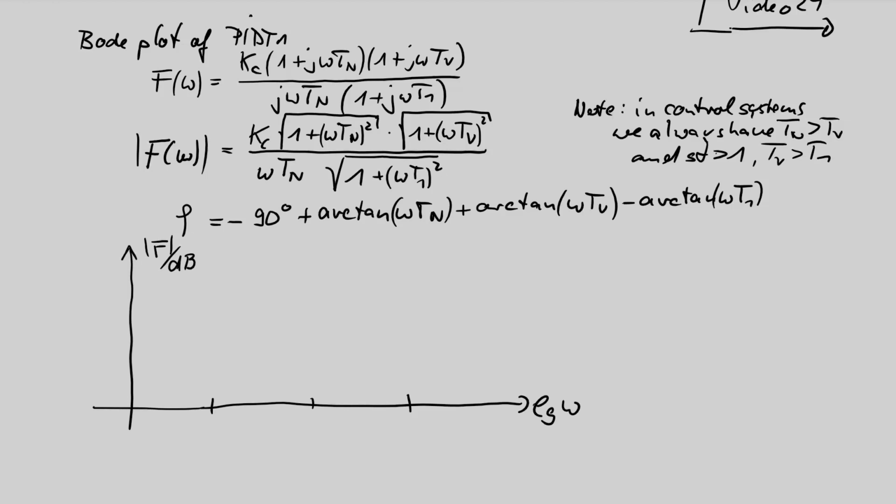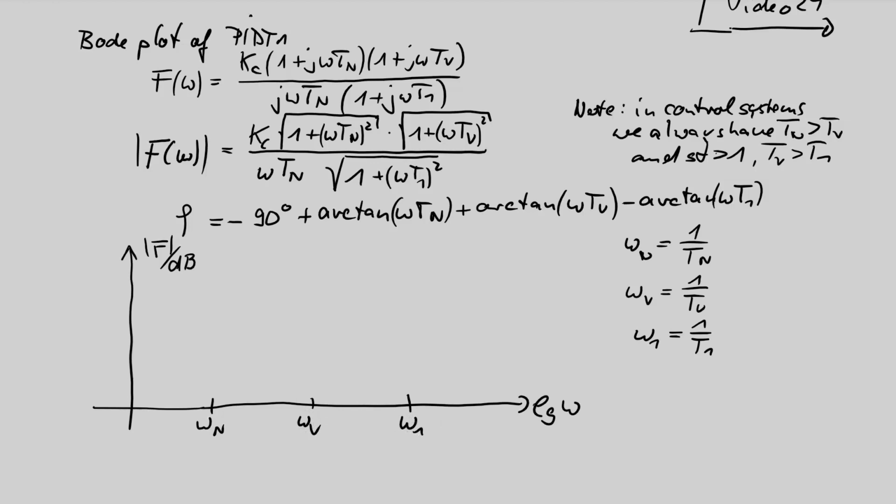So we mark in our omega axis the omega n value here, the omega v value here, and the omega 1 value here, with the following expressions. Omega n is the inverse of Tn, omega v is the inverse of Tv, and omega 1 is just the inverse of the T1 value. With these relations, we get this order. On the left we get omega n, in the middle we have omega v, and on the right we have omega 1.